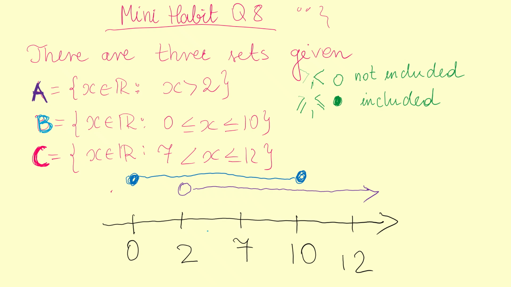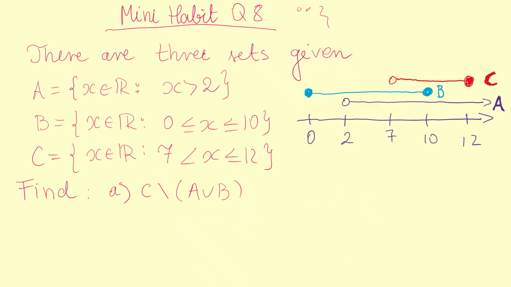And the last one, C, is all the real numbers between 7 and 12. They can be 12, but they cannot be 7, okay? The positioning is not good here on the slide, but on the next slide you will see this in a better positioning, and the colors remain the same.